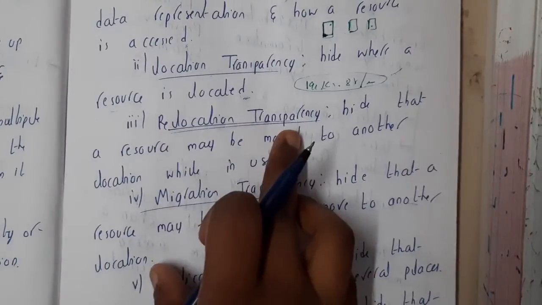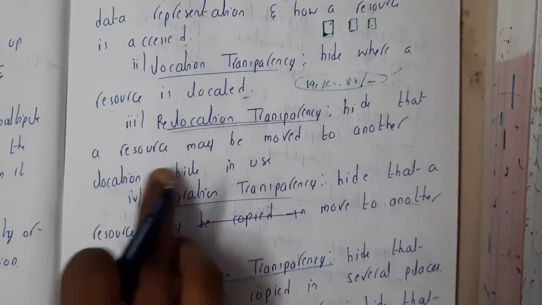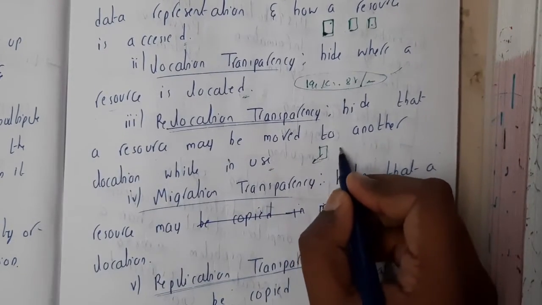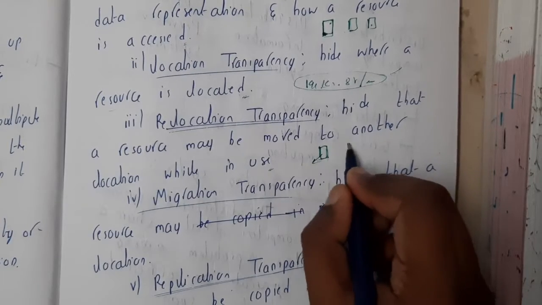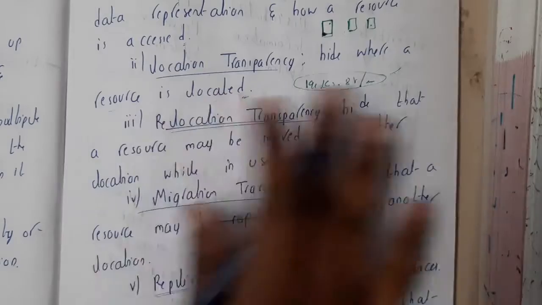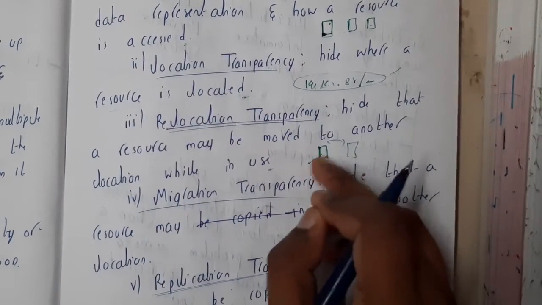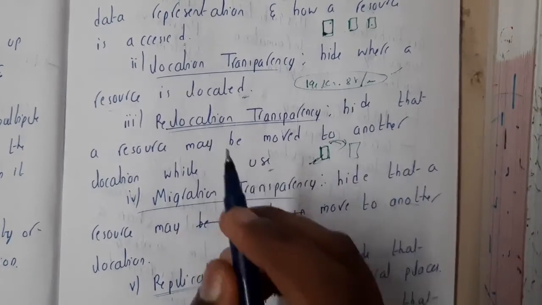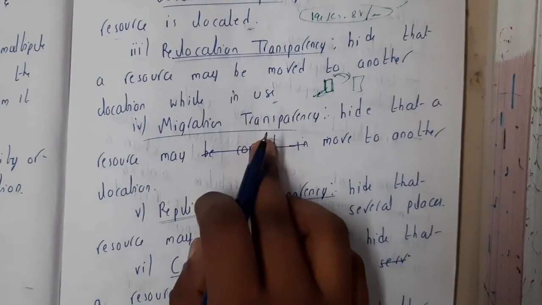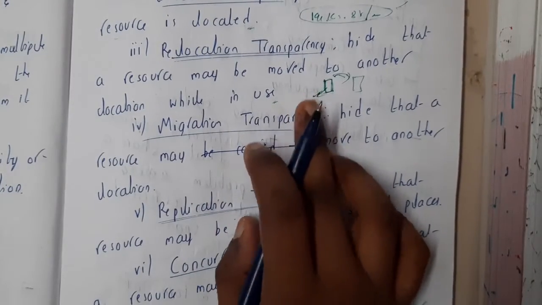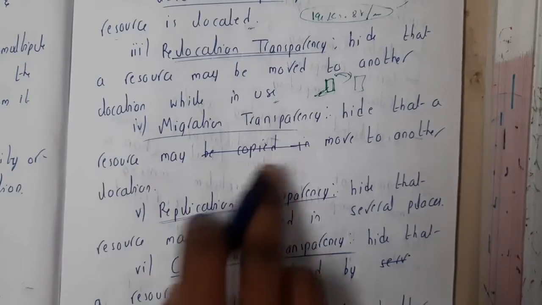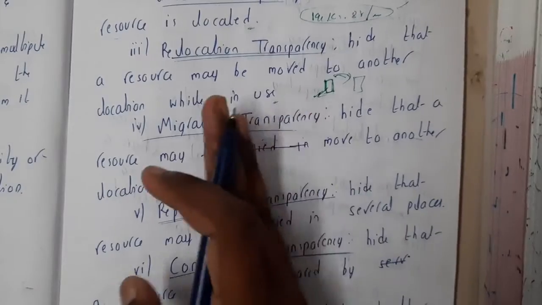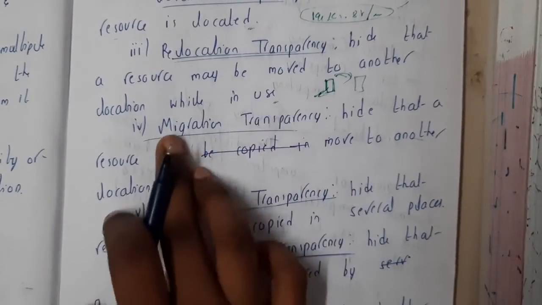Similarly, relocation transparency hides that a resource may be moved to another location while in use. Assume that you are downloading a file and without your notice, this file has been moved to some other server, but your download will not stop. It will continue and the file will be downloaded successfully. So this shifting while the process is going on is relocation transparency. Similarly, migration transparency also looks something like relocation, but there is a small difference. It hides that a resource may move to another location. Here you are just moving the file, whereas in relocation it is moved while it is in use. So that is relocation and migration. Migration is changing places, right?